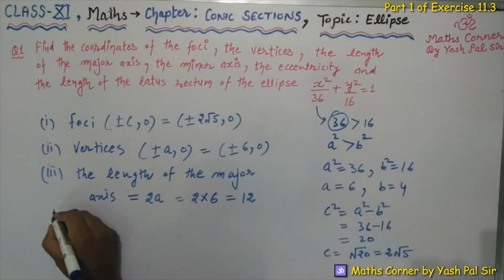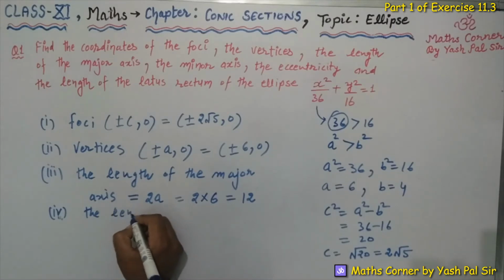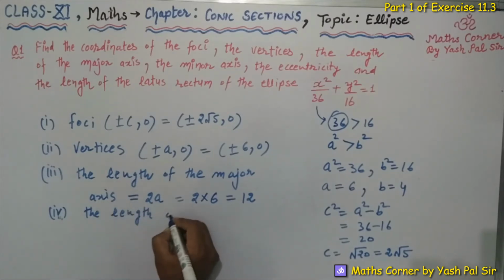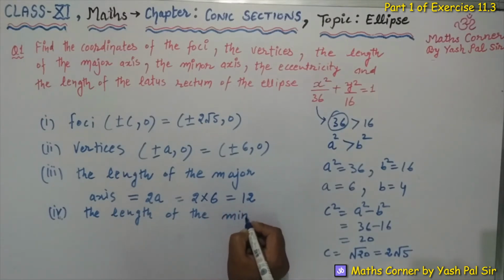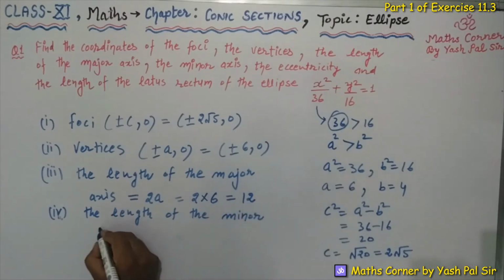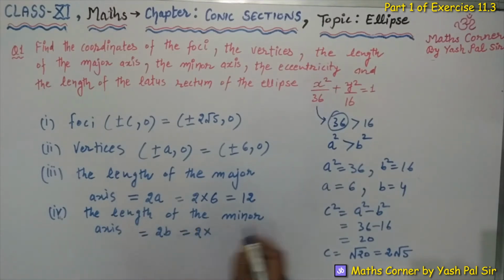Next is number 4, the length of the minor axis, and that is equal to 2b. 2 into the value of b is 4, so this is equal to 8.